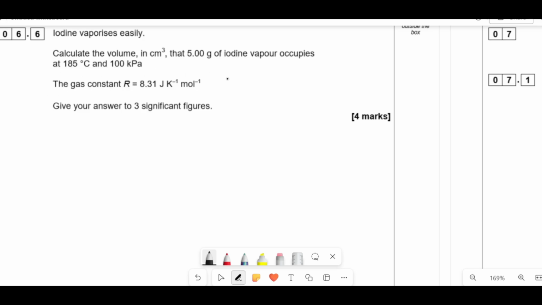The gas constant is here. So we're going to use PV equals nRT, and we're going to rearrange this to get V. So V equals nRT over P.